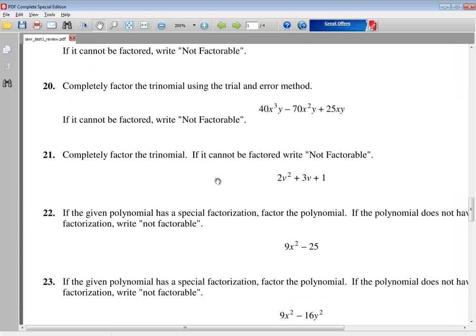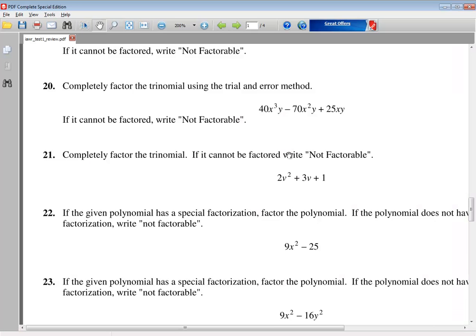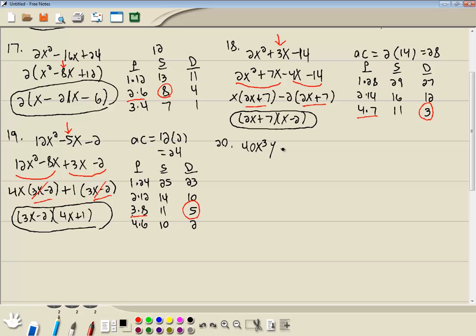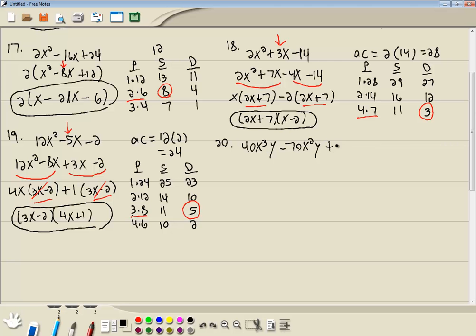Let's take a look at number 20. 40x to the third y minus 70x squared y plus 25xy. Now, if I jumped right in and tried to do one of the methods, it wouldn't work very well. Always look for your GCF. It makes your problem simpler before you begin.